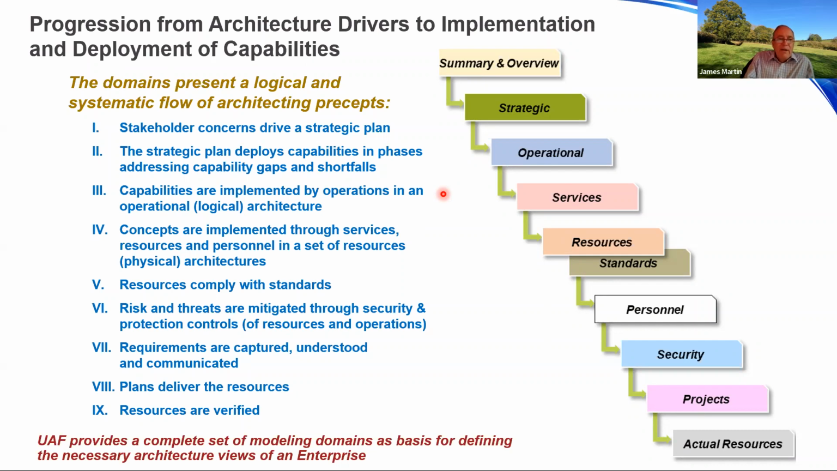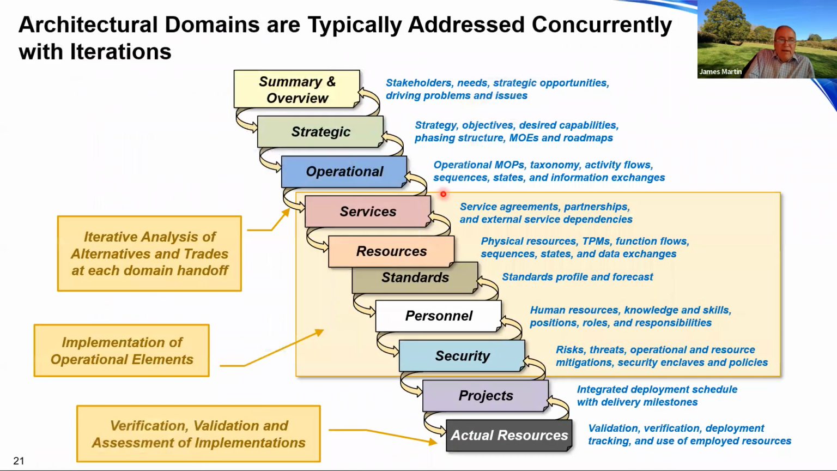So the workflow follows the architecting precepts that you see on the left, starting off with stakeholder concerns, which drive the plan for the strategy. The strategy defines the capabilities that you're going to roll out in phases to address gaps and shortfalls. You implement the capability through operations. And all these operational concepts are implemented through services, resources, standards, and personnel. You have to deal with risk and threats to your resources and to your operations. You have to capture requirements that can flow down to the project so they can build the actual resources. So this just shows the kind of information that's produced within each of those viewpoints, and those will be captured in the architecture views defined in the framework.